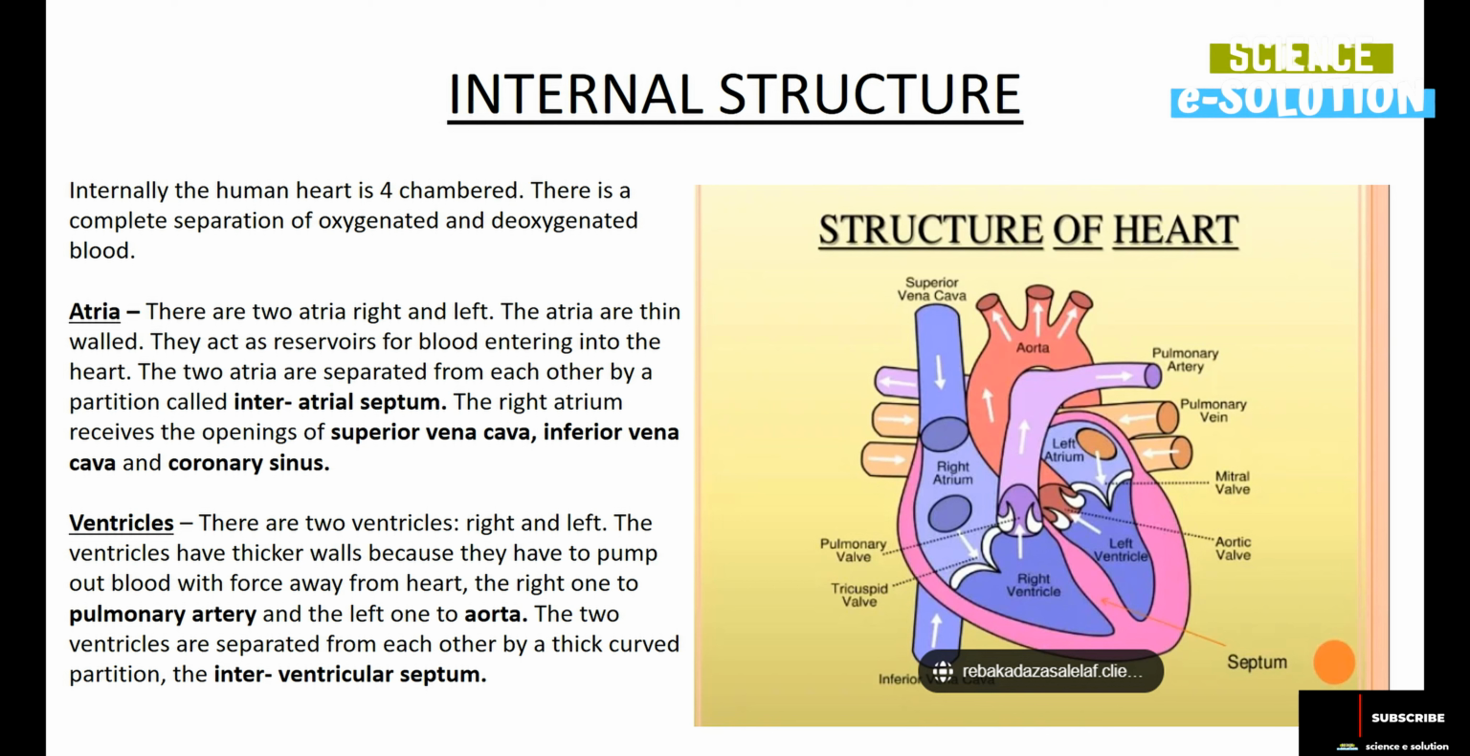The two ventricles are separated from each other by a thick curved partition called the interventricular septum. You can see it very clearly, and it is this interventricular septum which prevents the mixing up of the oxygenated and deoxygenated blood.